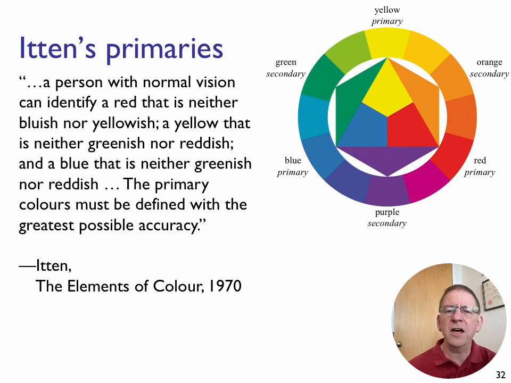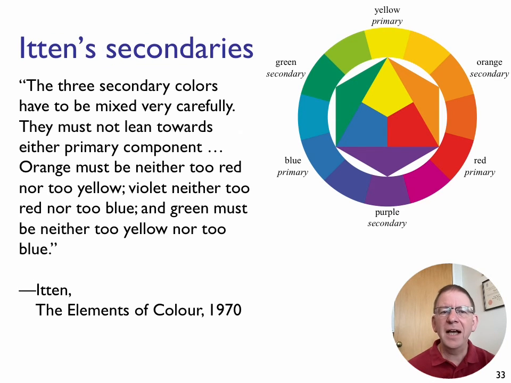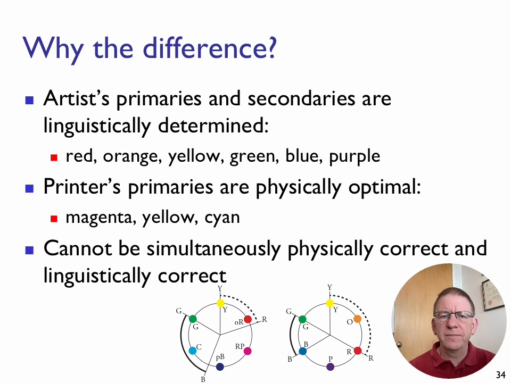Itten is implicitly using Hering's theory of colour opponents with four principal colours, where red is opposite green and yellow is opposite blue, and using these to define a system with three principal colours. And then, when he defines the secondaries, he does the same thing. He wants mixes that produce the best, most typical versions of orange, violet and green. So Itten's three primaries and three secondaries are in fact determined by the culturally and linguistically agreed best, most typical versions of each of the colours. And there's no guarantee that those six colours are in any way related to the actual physics of colour mixing. So Itten's artists' primaries and secondaries are linguistically determined, whereas the printer's primaries are physically optimal.